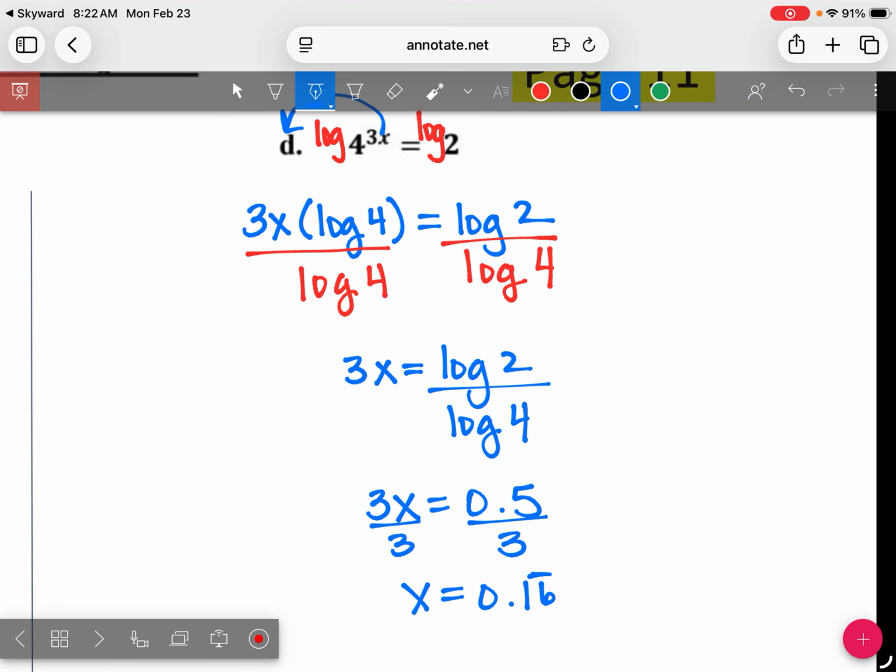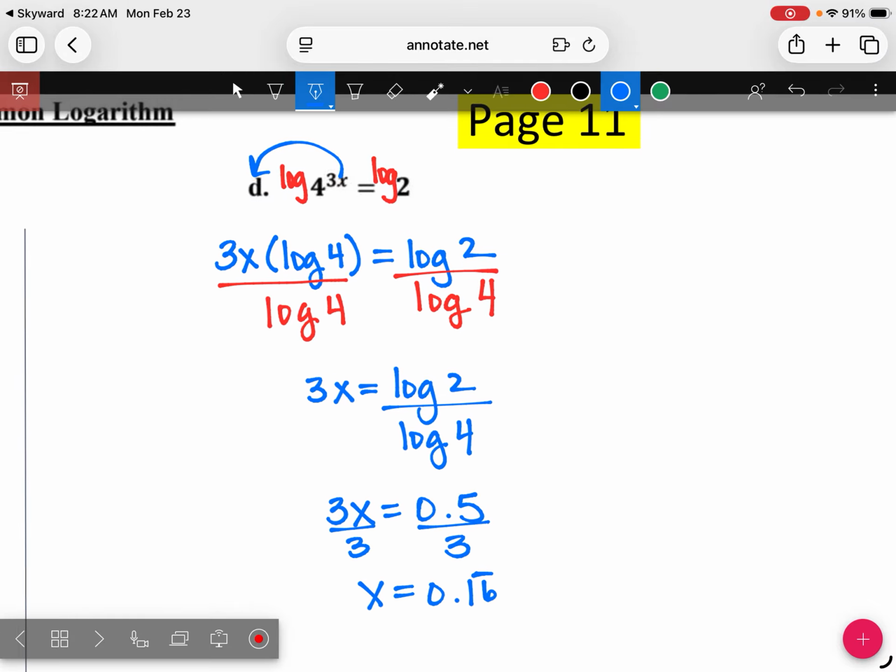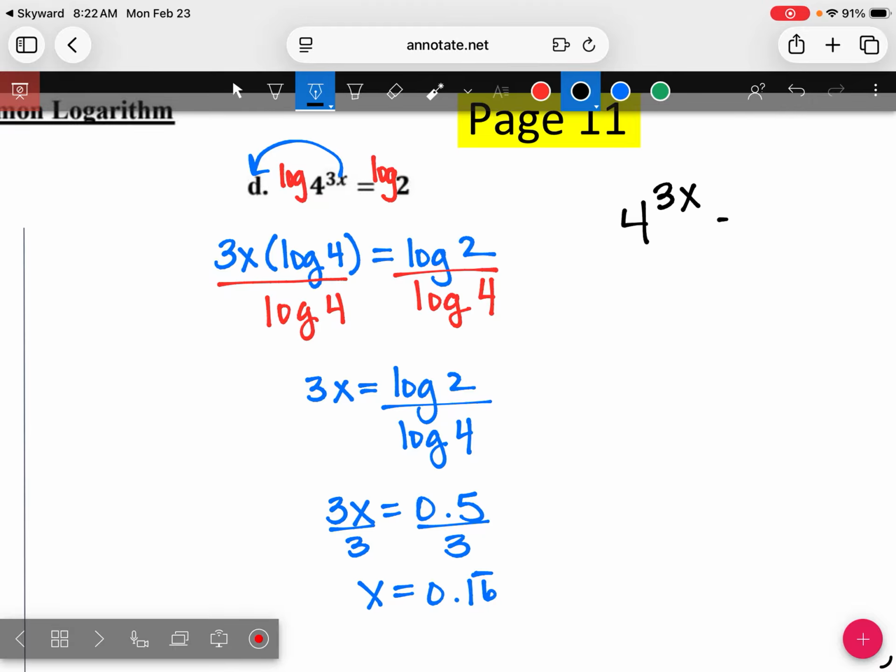Now that's the old school way, which was a lot of work. That's the new way, I'm trying to say. But we didn't really have to do all that. Let's go back to the original. 4 to the 3x equals 2.